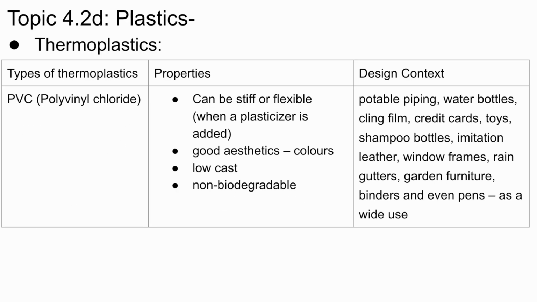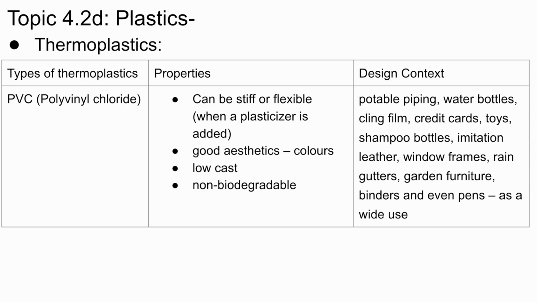PVC is polyvinyl chloride. It can be stiff or flexible when a plasticizer is added. It has good aesthetics, lots of different colors, low cost. It's not biodegradable. So one of the main uses of PVC is with piping. So for instance, a lot of plumbing in houses is PVC pipes. But also water bottles, cling film, credit cards, toys, shampoo bottles, imitation leather, all of these things are made out of PVC.